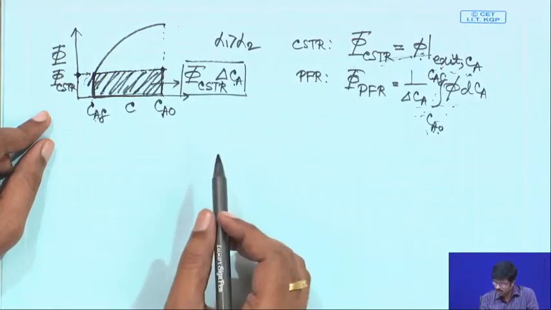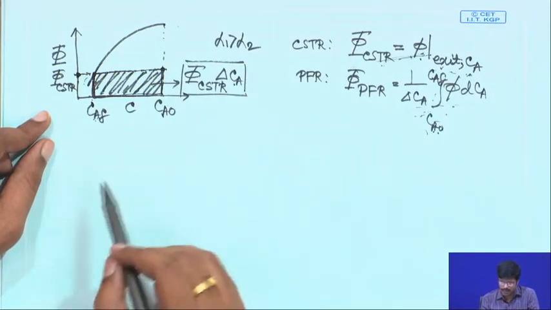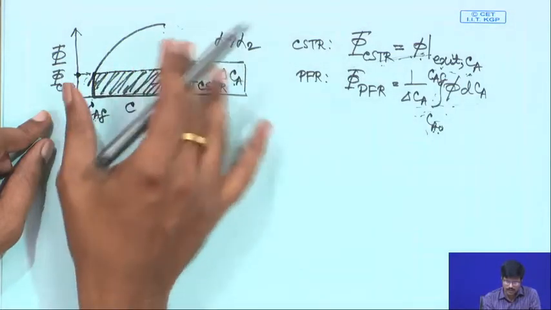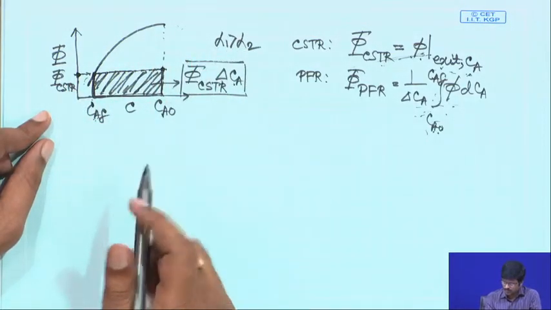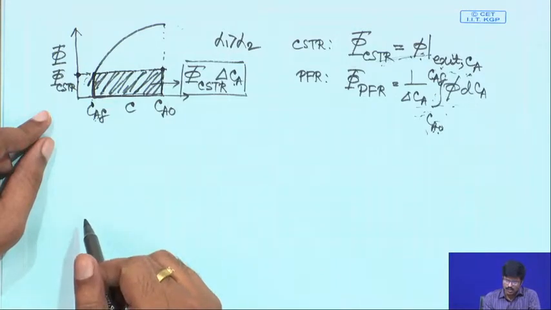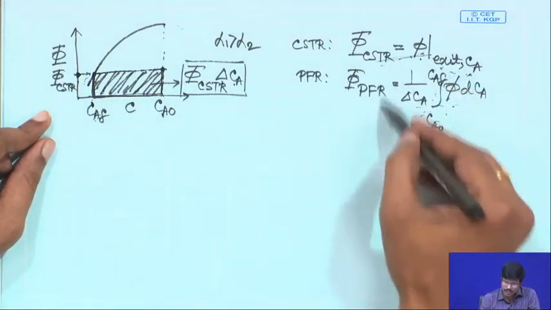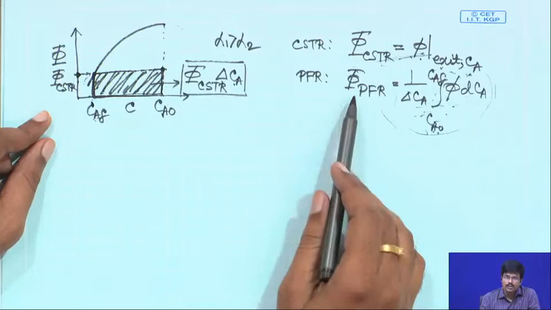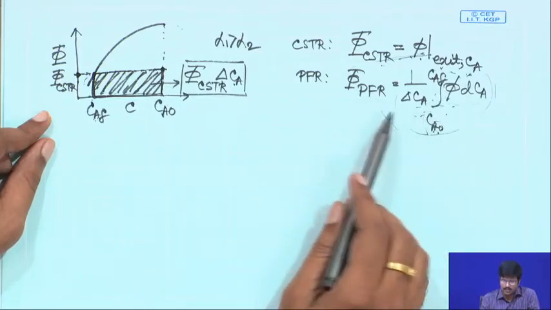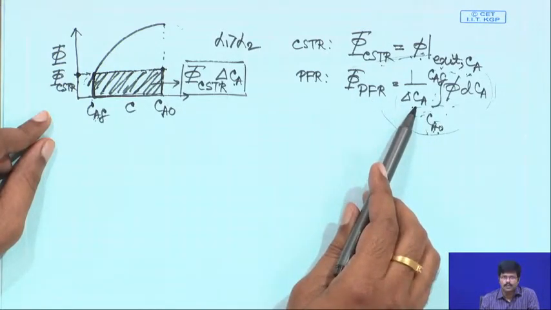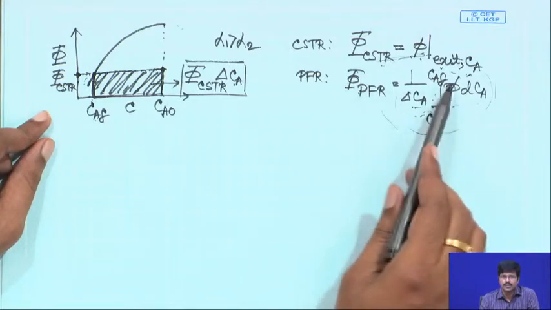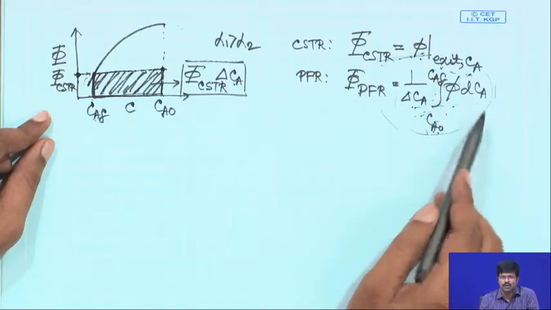Now, what happens if you are looking at PFR, the same graph if you are considering for PFR? What is the situation? In PFR, you look at this particular integral here. If you look at this particular integral, your delta CA into phi PFR is basically this integral, the overall integral.